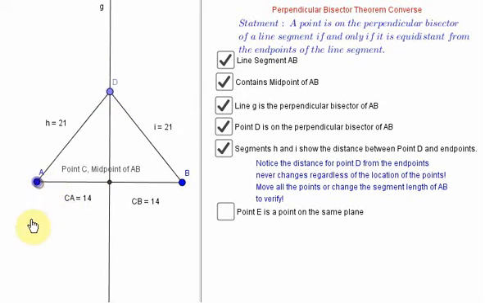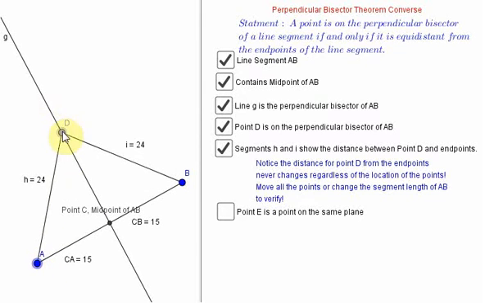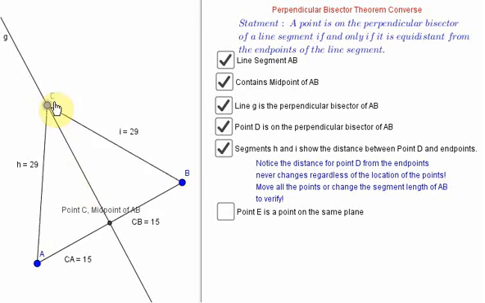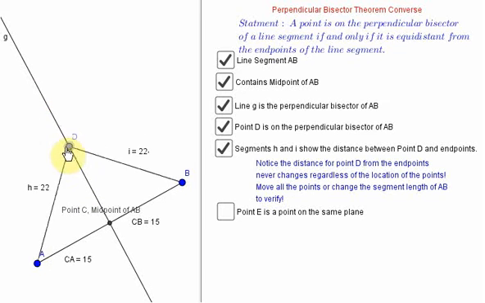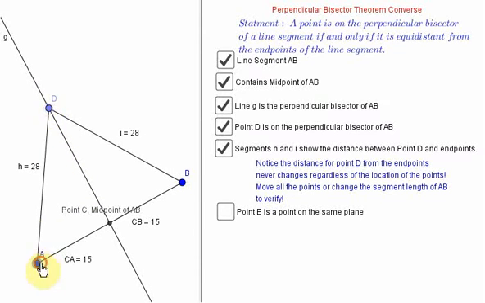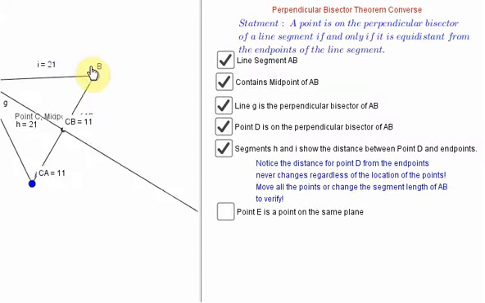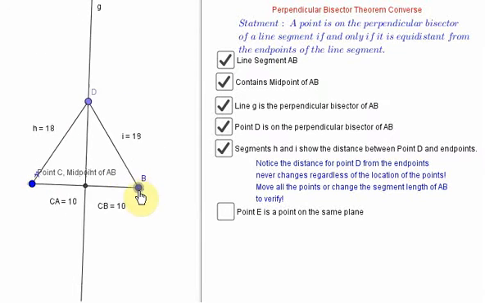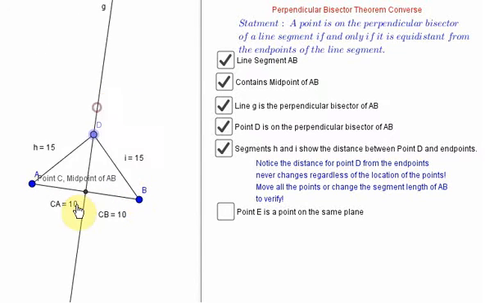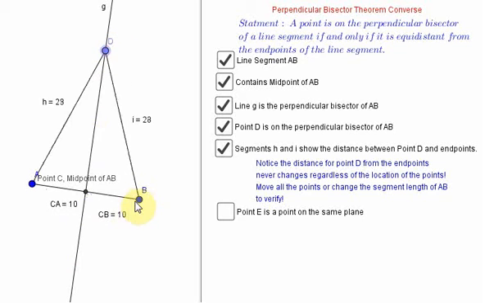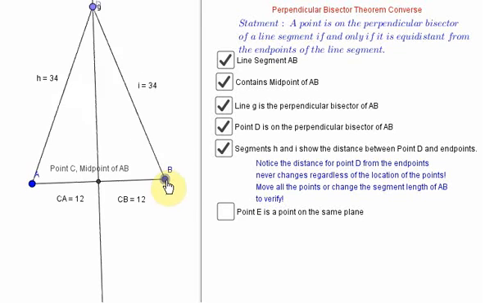This is also regardless of the position of A. Notice that the distance remains equal, or the position of B. Notice the distance still remains equal. So back to the original position.